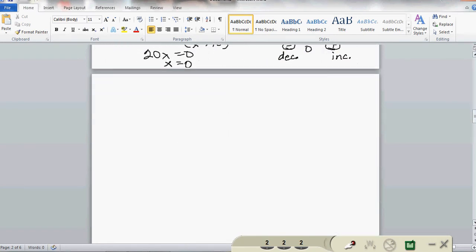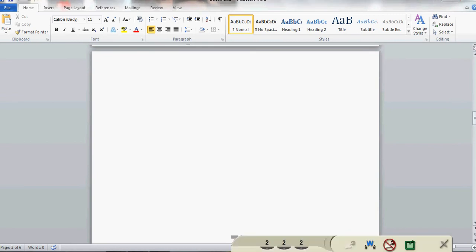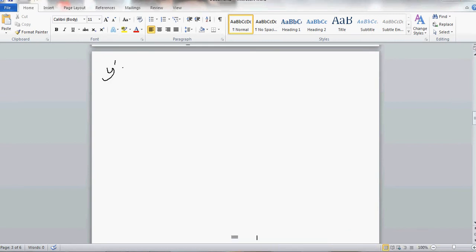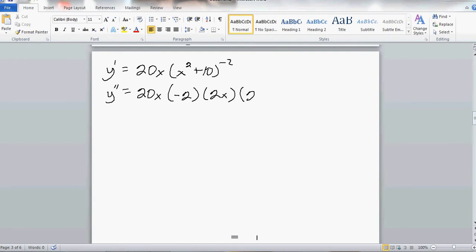Let's continue this problem. Just rewriting y prime into a user-friendly form, that would be 20x times x squared plus 10 raised to the negative 2. Once again, you could use the quotient rule, but honestly, I find the product rule a little bit easier. So that's what I'm going to be using. Now to find the second derivative, we leave the first alone. It's 20x. Take the derivative of this second one. Well, that means take the exponent, take the derivative of the inside, and leave the inside alone.